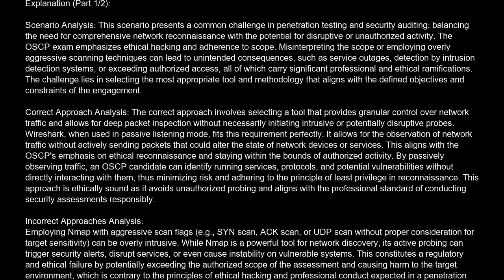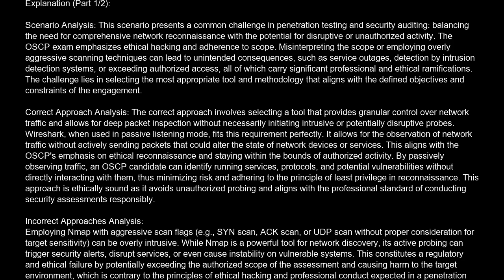Explanation. Scenario analysis. This scenario presents a common challenge in penetration testing and security auditing, balancing the need for comprehensive network reconnaissance with the potential for disruptive or unauthorized activity. The OSCP exam emphasizes ethical hacking and adherence to scope. Misinterpreting the scope or employing overly aggressive scanning techniques can lead to unintended consequences, such as service outages, detection by intrusion detection systems, or exceeding authorized access, all of which carry significant professional and ethical ramifications. The challenge lies in selecting the most appropriate tool and methodology that aligns with the defined objectives and constraints of the engagement.